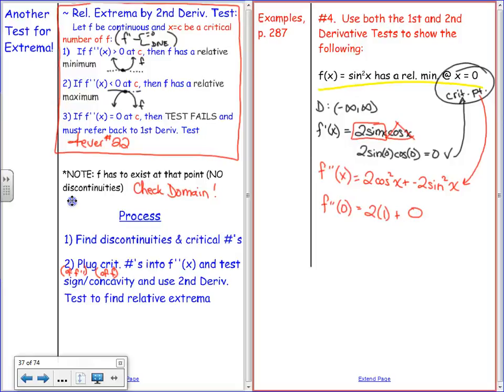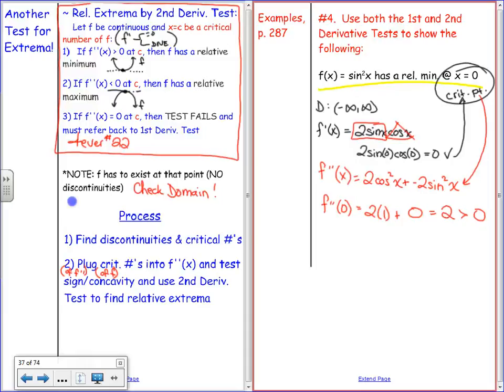Wait, what does this tell me? Second derivative at 0 is 2. So what? It has a sign, and its sign is positive. And since it's positive, if I look back at my test, or if I think about it logically, wait, second derivative positive, my original function is concave up like a cup. I have a critical number. What must x equals 0 be?